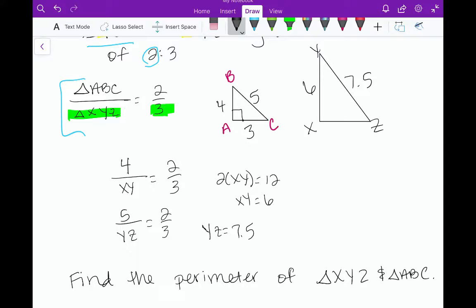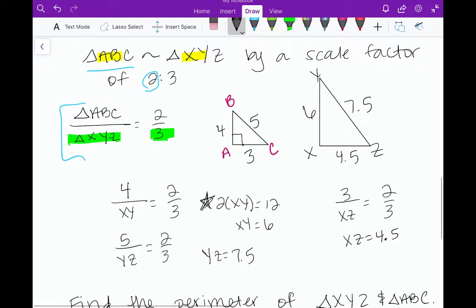And then lastly, 3 over XZ equals 2/3. 3 times 3 is 9, divided by 2 is 4.5. So XZ is 4.5. I just solved those proportions in my head, but remember this is how you set up the proportion to solve. So we just drew the figure based on the scale factor.